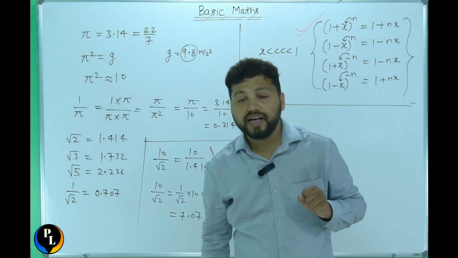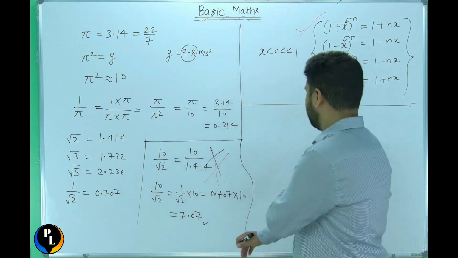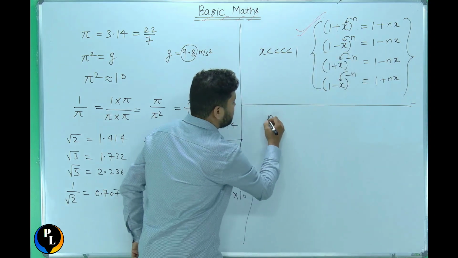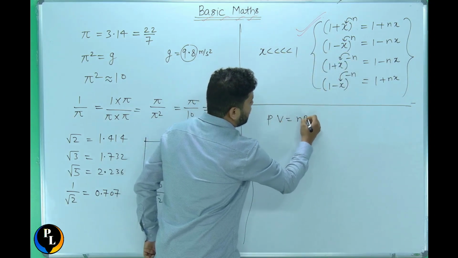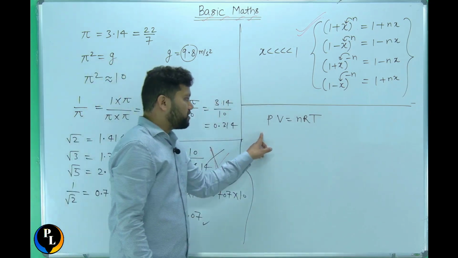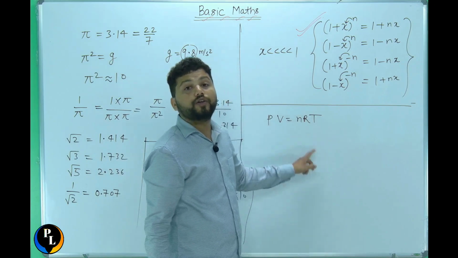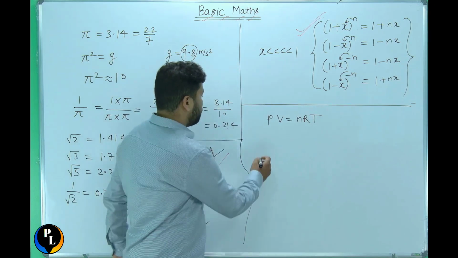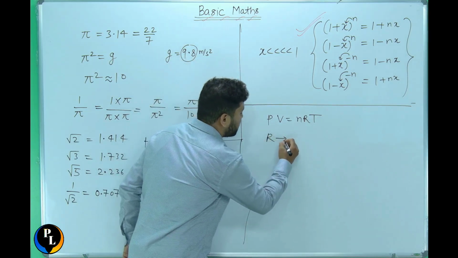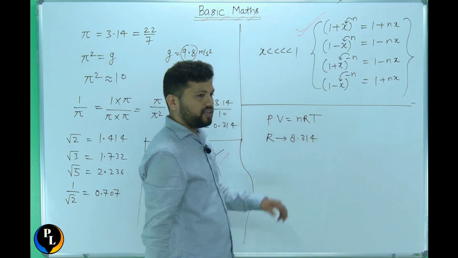Now suppose next. You have studied the ideal gas equation, PV equals nRT. Let's write this one first. P is pressure, V is volume, n is number of moles, T is temperature, and R is the universal gas constant. The numerical value of R is 8.314, or you can say 8.3.